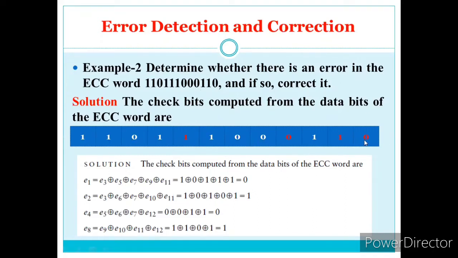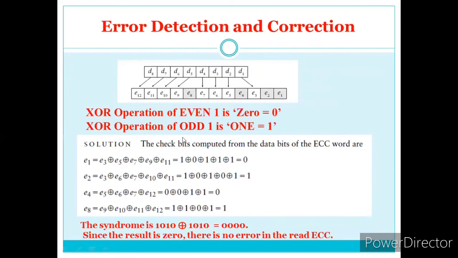And whatever I have written in the red color, they are all 2 raised to the power 0, 2 raised to the power 1, 2 raised to the power 2, 2 raised to the power 3 for the respective E1, E2, E4, and E8. Now let us find the respective digits there. So we know that E1 is E3 XORed with E5, XORed with E7, XORed with E9, XORed with E11. So we have to see the respective numbers. So here we have 4 ones, so it is 0.